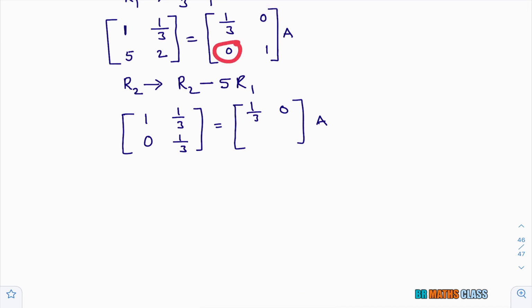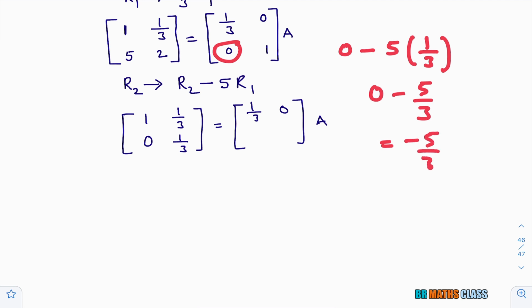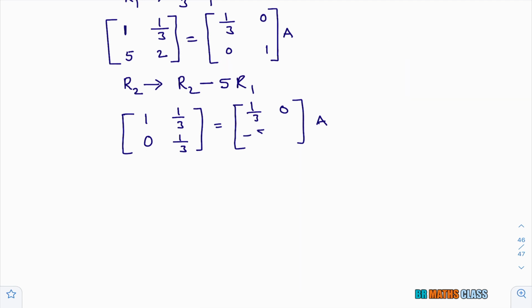Now come to this element. 0 minus 5 times R1, that is 1 by 3. That is 0 minus 5 by 3. 0 minus 5 by 3 is what? That is minus 5 by 3. So you write minus 5 by 3. Now come to this element. R2, that is 1 minus 5 times R1, 0 is there. That is 1 minus 0 is 1. So you will get 1 here.